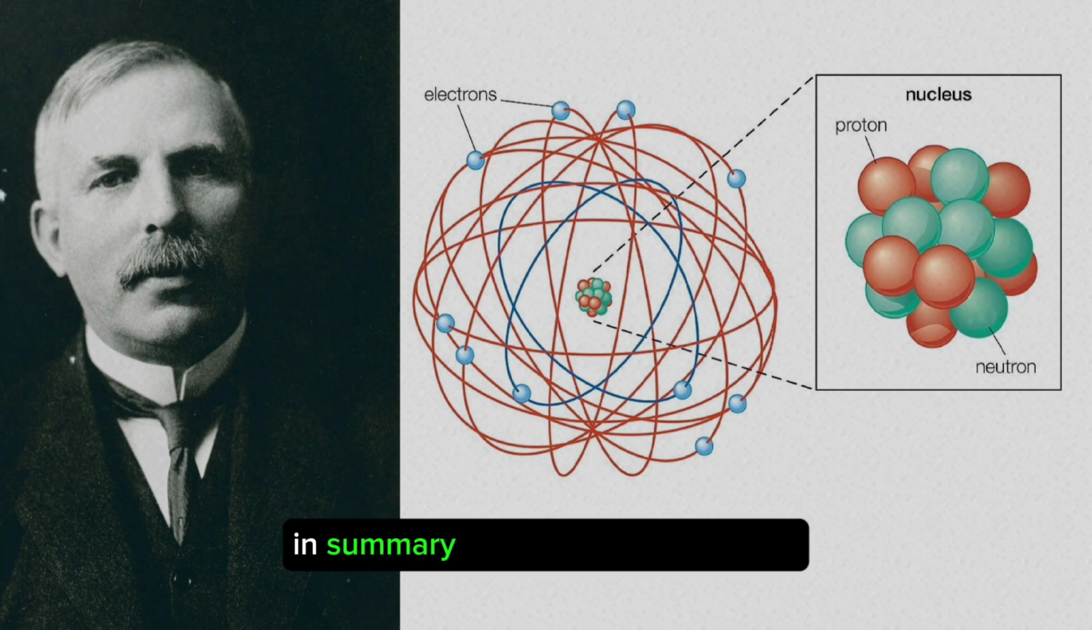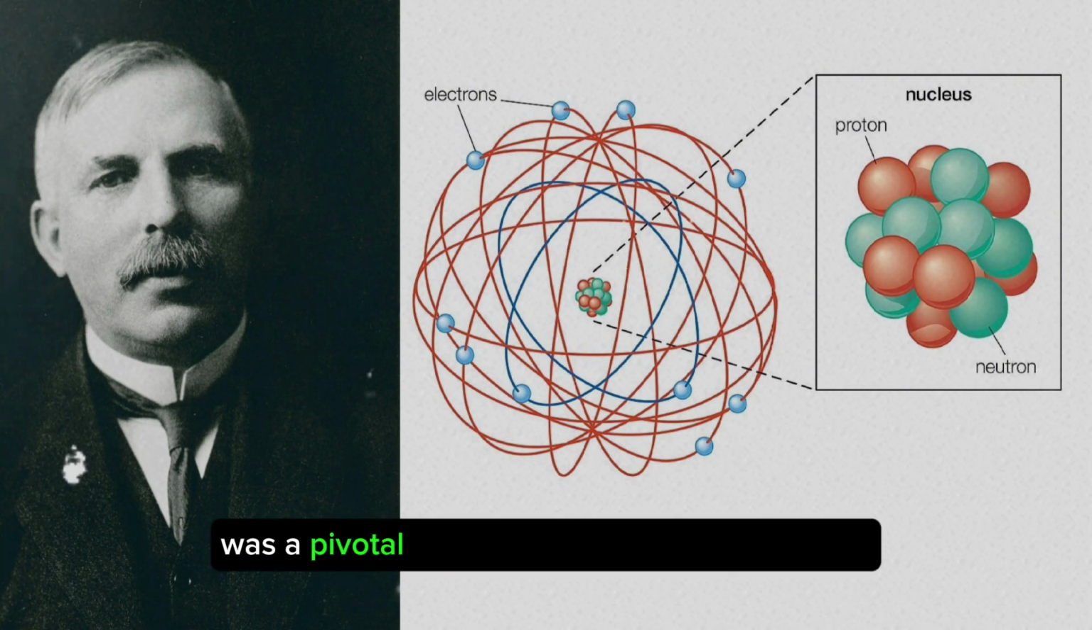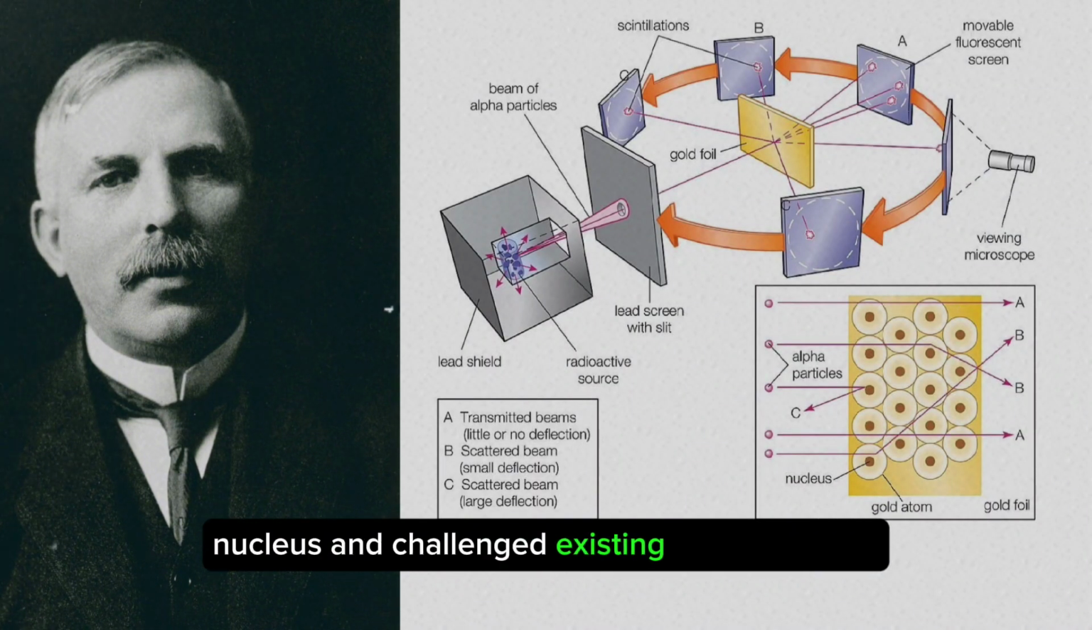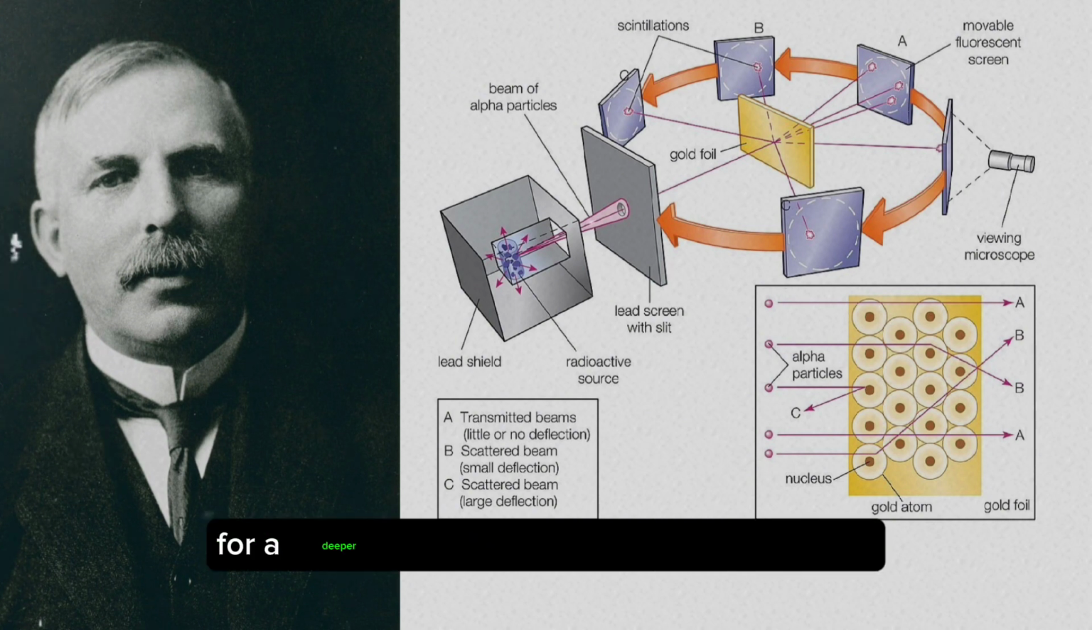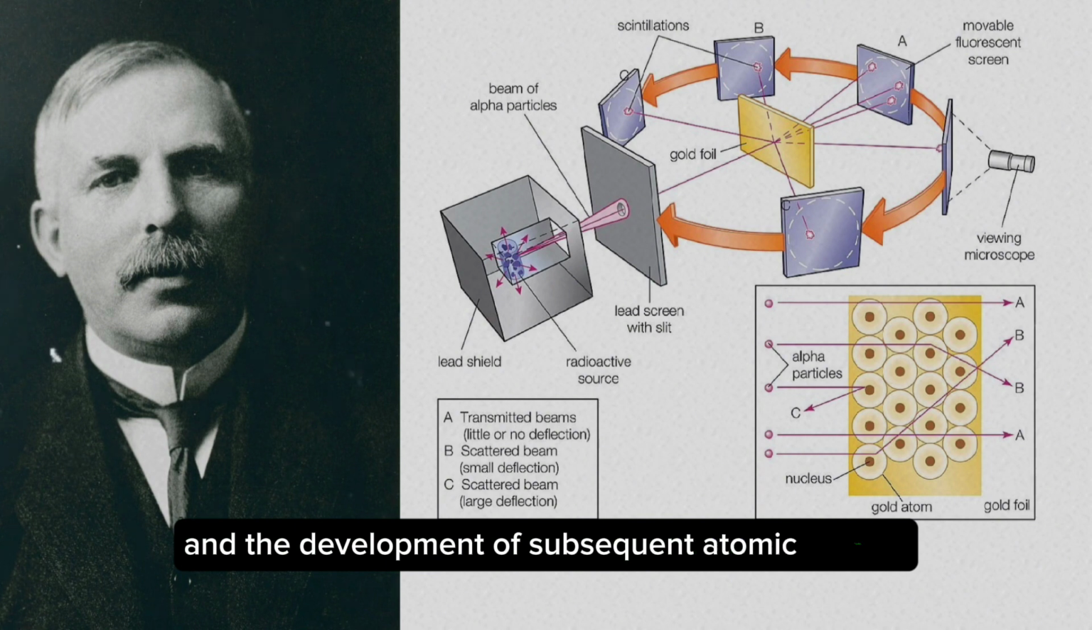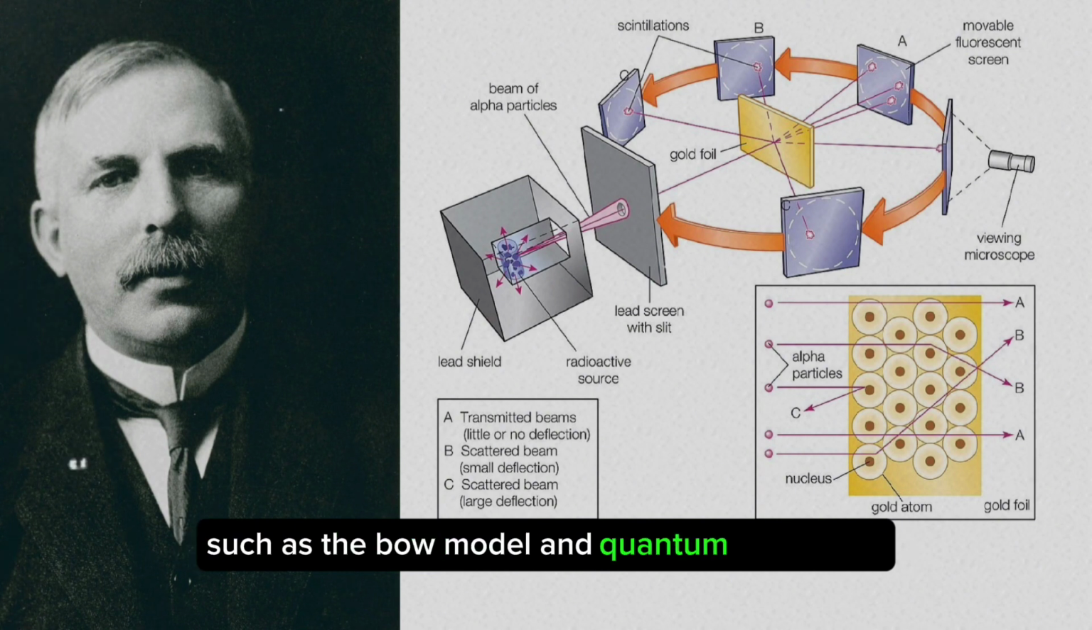In summary, the gold foil experiment was a pivotal moment in the history of science. It revealed the existence of the atomic nucleus and challenged existing atomic models, paving the way for a deeper understanding of atomic structure and the development of subsequent atomic models, such as the Bohr model and quantum mechanics.